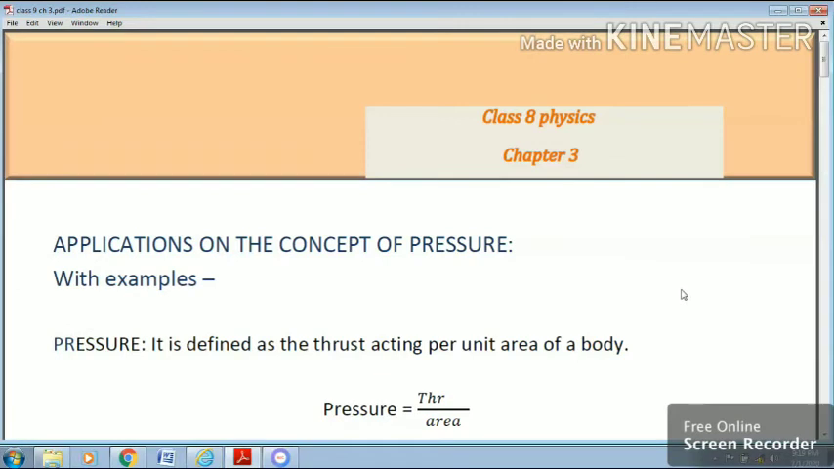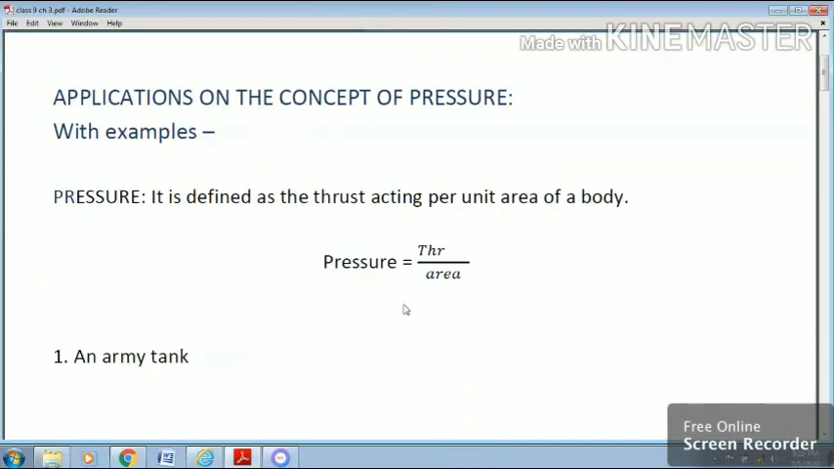Hello students, today we'll continue chapter 3 and today's topic is applications on the concept of pressure. With a few examples we'll discuss these applications, and before that we know that pressure is defined as thrust acting per unit area of the body. That means pressure is the ratio of thrust by area of contact of the body.